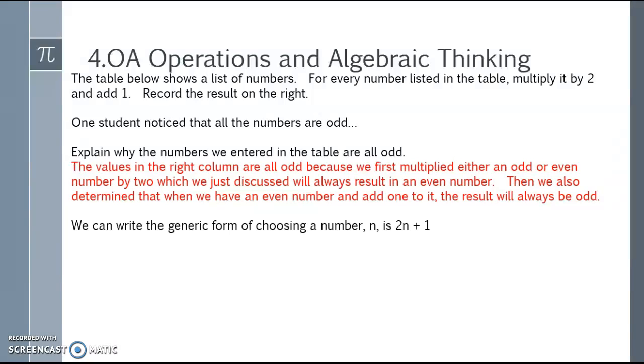We further can write the generic form of that pattern. No matter which number we choose, n, we'll just call it the generic n. The pattern we did was take 2 times whatever number that was in the sequence and then add 1 to it.